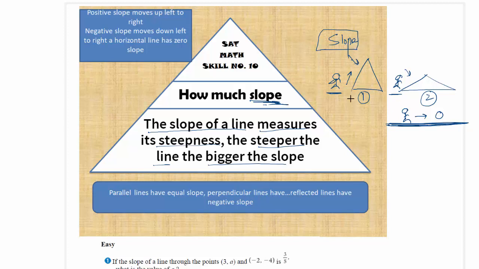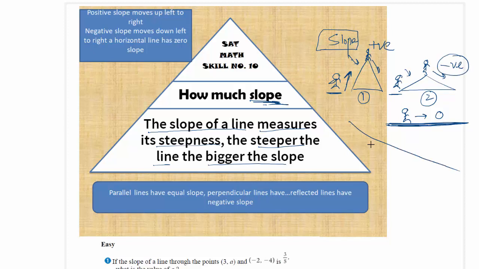When you move from left to right and you go up, then the slope is positive. And when you move from left to right and you go down, for example, you have reached the top of the mountain and you want to go down, you're going down from left to right. That means your slope will now be negative. It will not be positive.